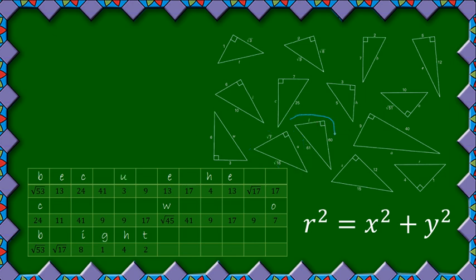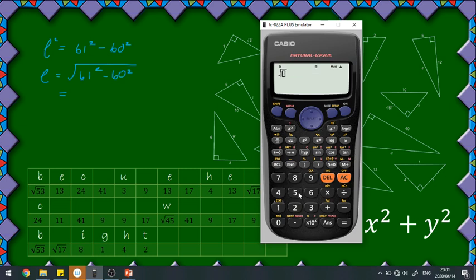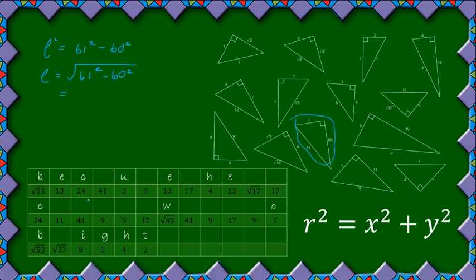Then moving on, this is an L, short side, so L squared is equal to my long side squared, 61 squared, minus my other short side squared, 60 squared. So L is equal to the square root of 61 squared minus 60 squared, and this gives me 11. Right, so for L, there's 11 over here.